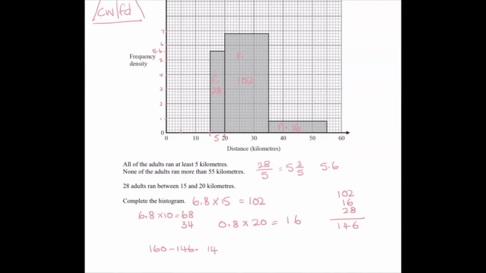So we've got the height. Frequency density is your frequency divided by your class width. Our class width is 10, which is going to be 1.4. And we will draw to a height of 1.4. And we have completed the histogram.